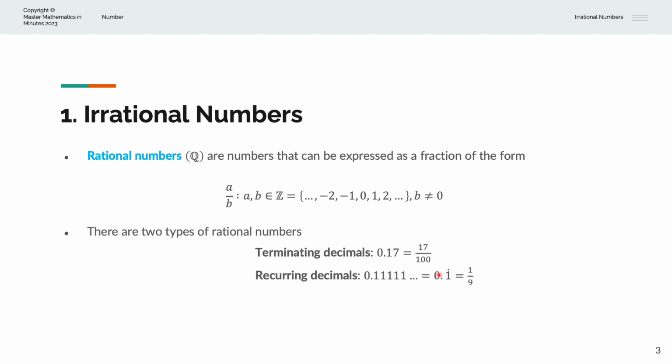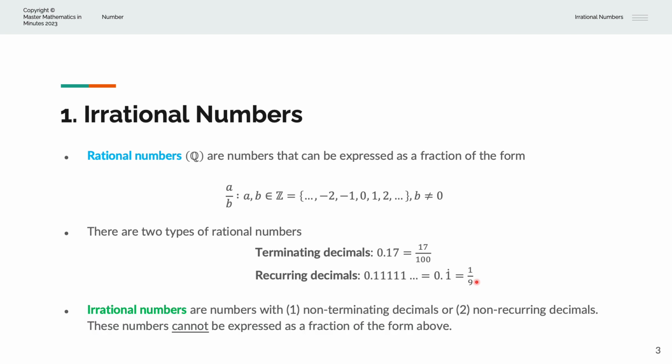And secondly, we have the recurring decimals. We have 0.11111 recurring, and that is equal to 0.1 with the dot above the digit 1 to represent that it is recurring. And that is equal to 1 over 9. So 1 and 9 are both integers, so this is also a rational number.